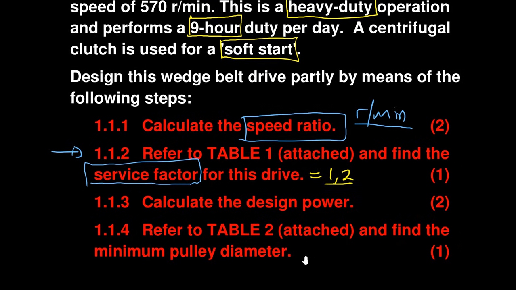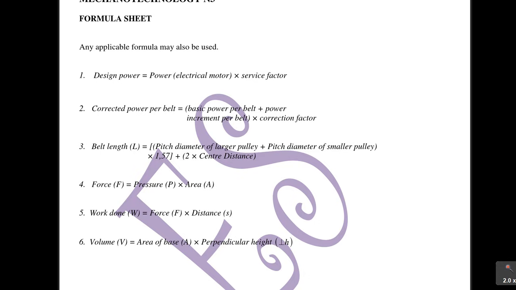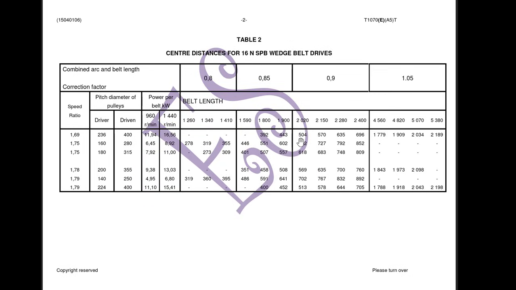And again, you are going to use the table, and that particular table will help us find the minimum pulley diameter. Now if I can go to the tables, remember it talks about the minimum pulley diameter. Do not confuse this particular table. It's also table 2, but it must not confuse you, because this particular table 2 is talking about the center distance. As you can see, it refers to center distance for the wedge belt.